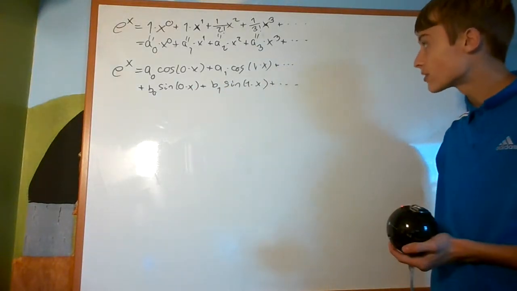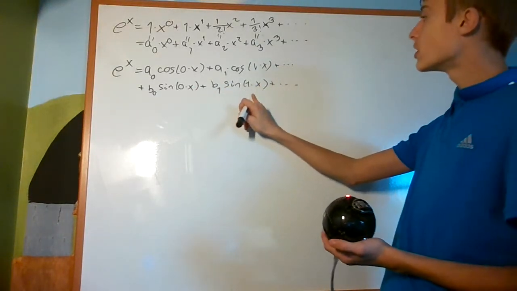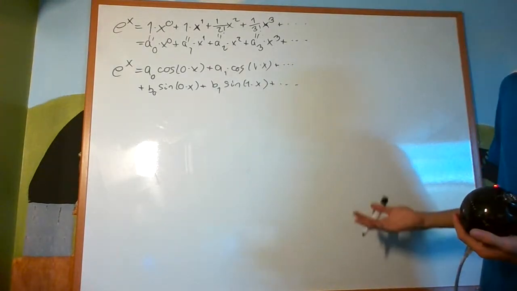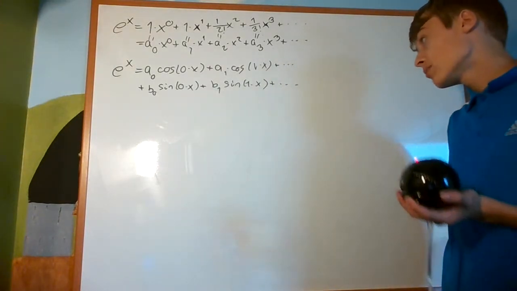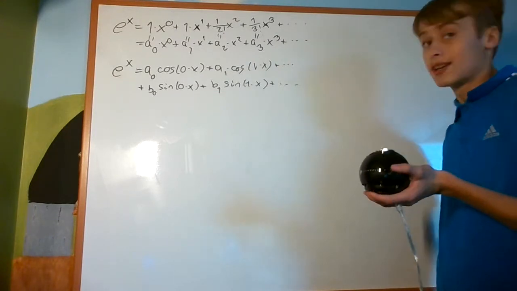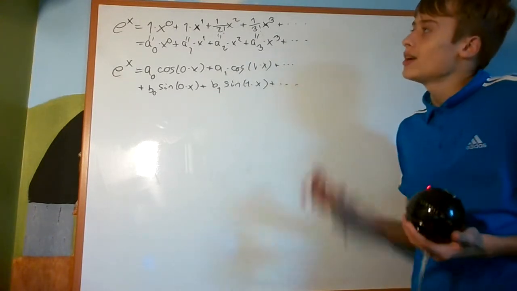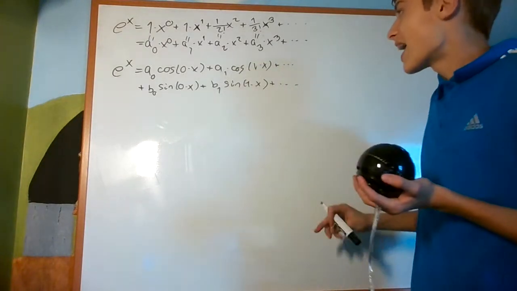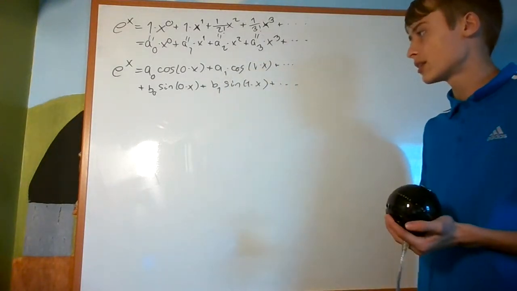Instead of powers of x, it's multiples of the trig functions, right? What if I wanted to find it? Well, it's something called Fourier Series, which is the topic of this video. So how do we find them, though? How do I find each of these coefficients?